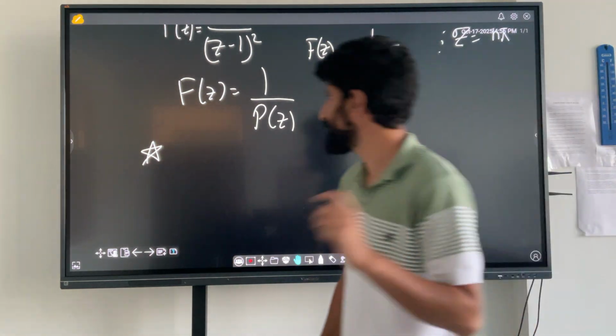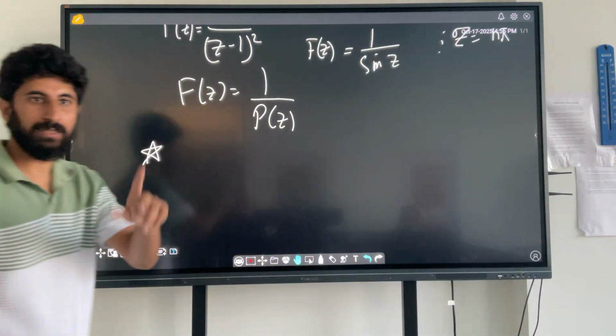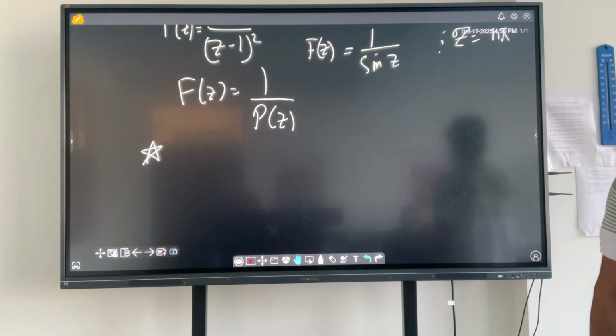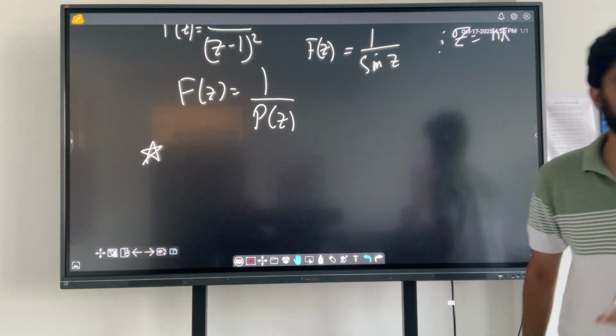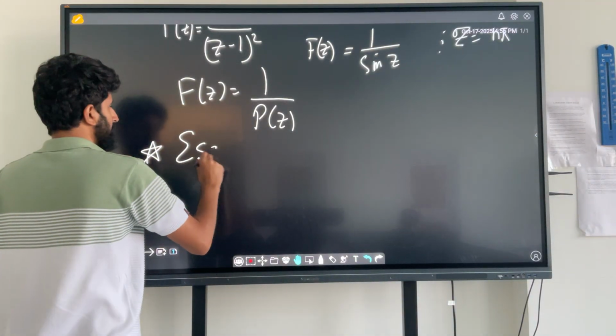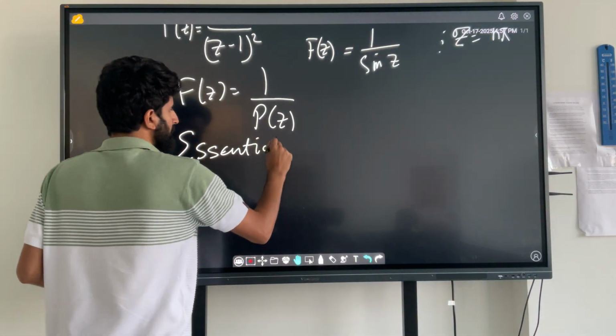So this is one kind of isolated singularity, the pole. There is another kind of isolated singularity. This is called essential singularity. We'll learn more.